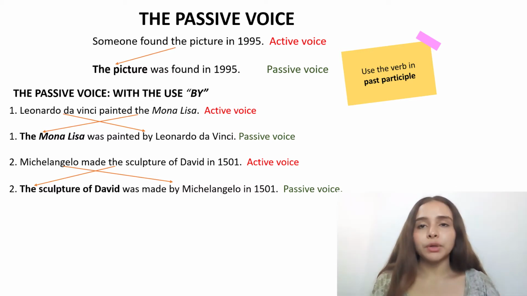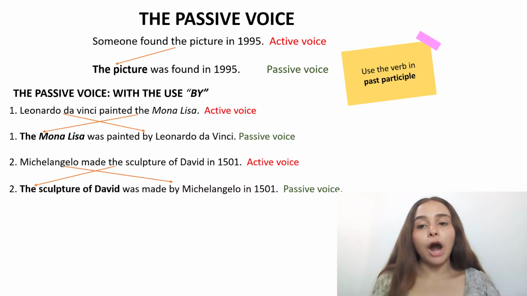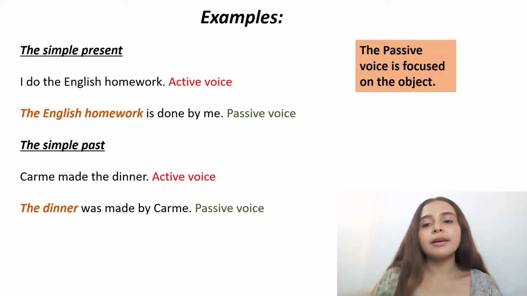In this case, we have some examples. Leonardo da Vinci painted the Mona Lisa. It is active voice. Then, the Mona Lisa was painted by Leonardo da Vinci. In this case, the Mona Lisa is the object because it's first in the sentence. Now, we have other examples. Michelangelo made the sculpture of David in 1501, it is active voice. Then, the sculpture of David was made by Michelangelo in 1501. In this case, it is passive voice.